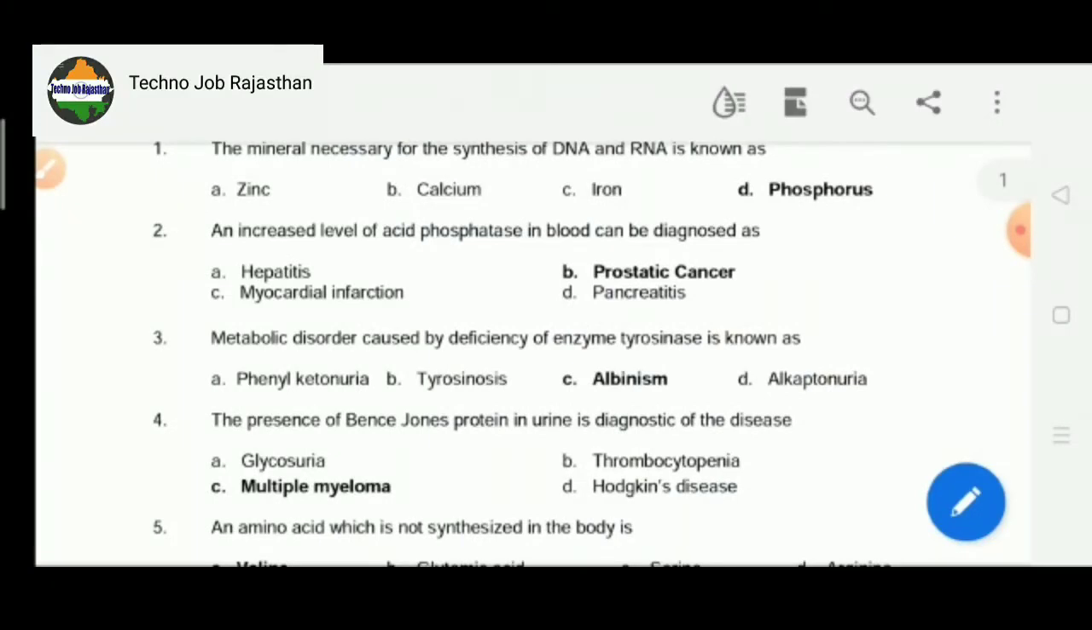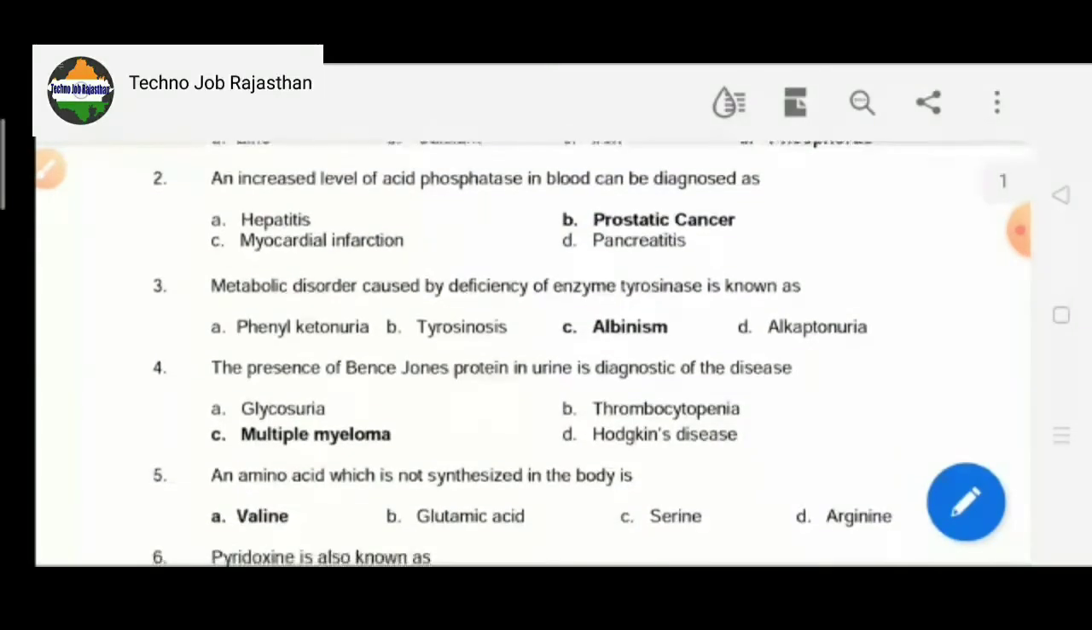Question number 3: metabolic disorder caused by deficiency of enzyme tyrosinase is known as option A phenylketonuria, option B tricyanosis, option C albinism, option D alkaptonuria. So the correct answer is option C, albinism.